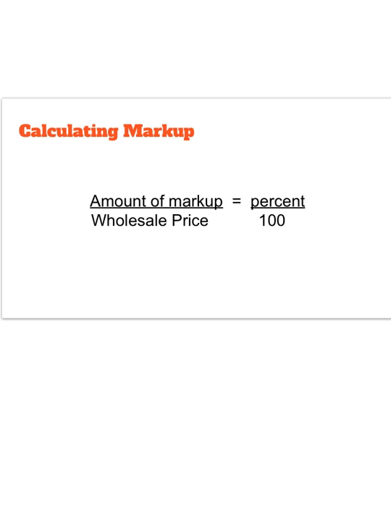So how you do this is you take the amount of markup. Generally, you don't know that, so that's going to be X, over how much the retailer paid to put that product on their shelf, and that will equal the percent over 100.